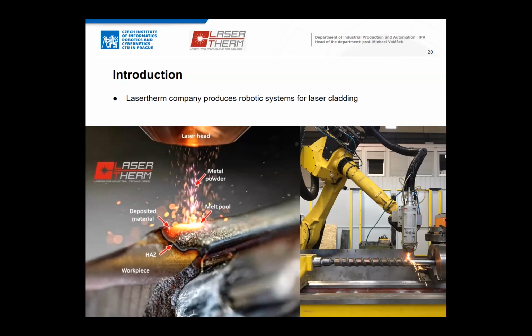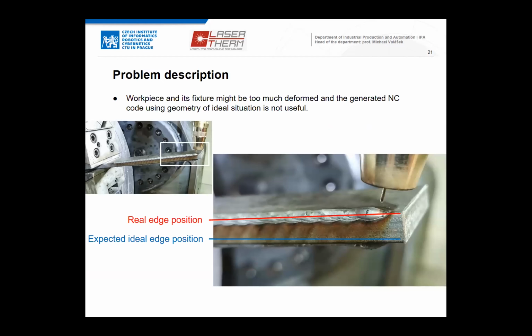The main partner in our project is the company Laserdown, a manufacturer of automatic welding cells and laser solutions. Now the problem description. The main problem in the welded structure is stiffness and position accuracy. In the detailed image, you can see the ideal edge position in blue. The real shape of the part is deformed, and the edge position is marked in red.